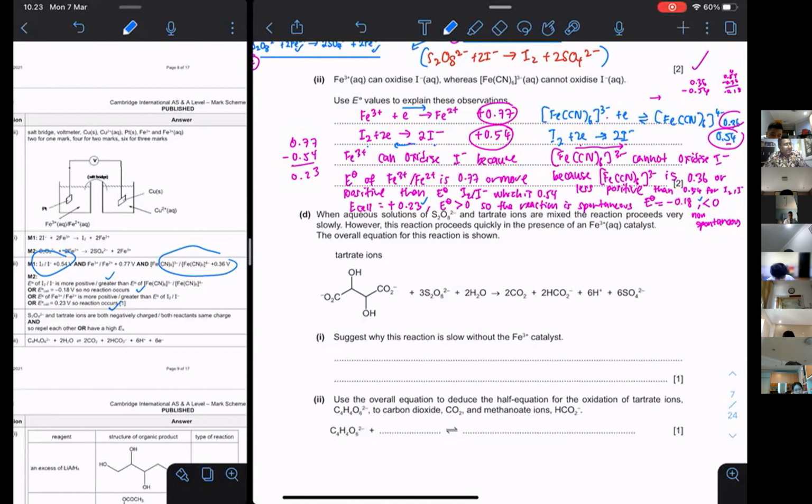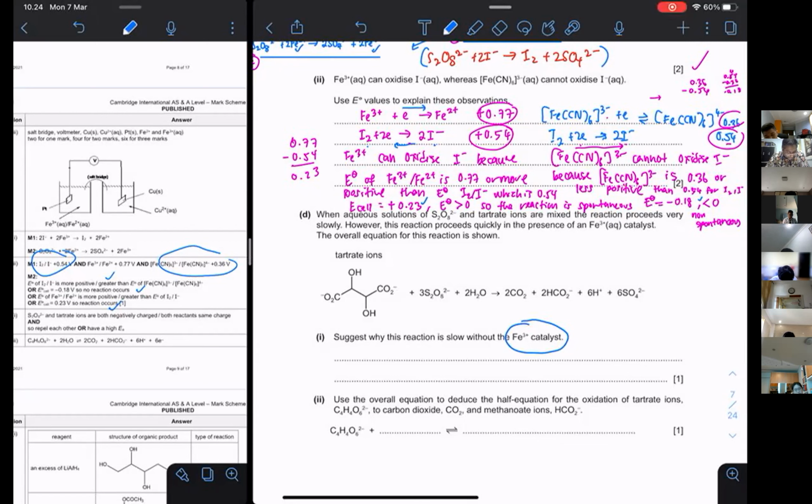Now the next question. When aqueous solution of S2O8 2- and tartrate ions are mixed, the reaction proceeds very slowly. However, the reaction proceeds quickly in the presence of Fe3+ catalyst. The overall reaction is given. Suggest why the reaction is slow without Fe3+ catalyst. So now we are actually suggesting why there is a need to have a catalyst.